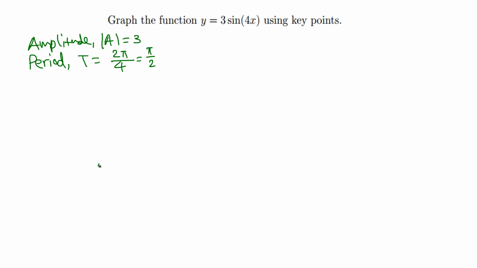For that we divide 0 through pi over 2 into 4 equal parts. Okay, the period is pi over 2, so from 0 through pi over 2 we want to divide into 4 equal parts. So the midpoint would be half of pi over 2, which is pi over 4.